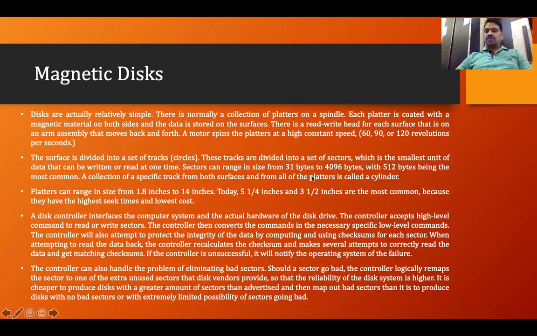Sector size could range from 31 bytes to 4096 bytes, which means around 4 KB. So from 31 bytes to 4 KB it will go, with 512 bytes being the most common. So 512 bytes will be the common size of the sector. Different manufacturers will use it.